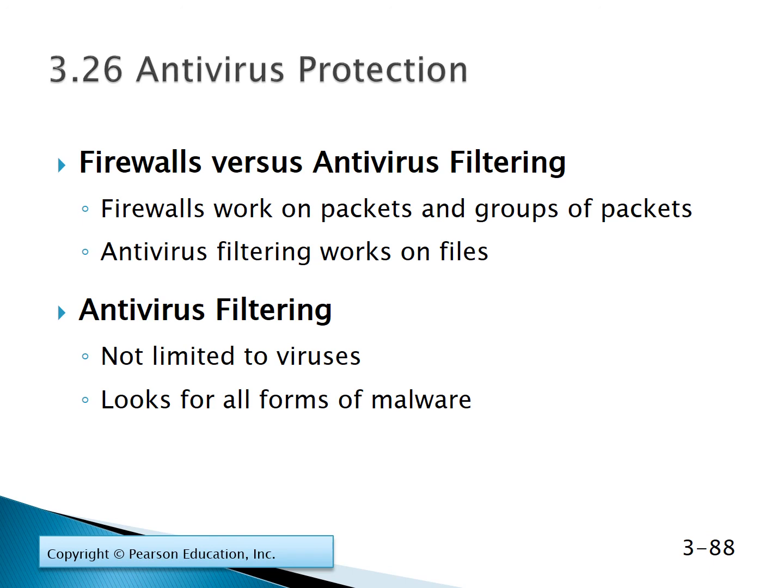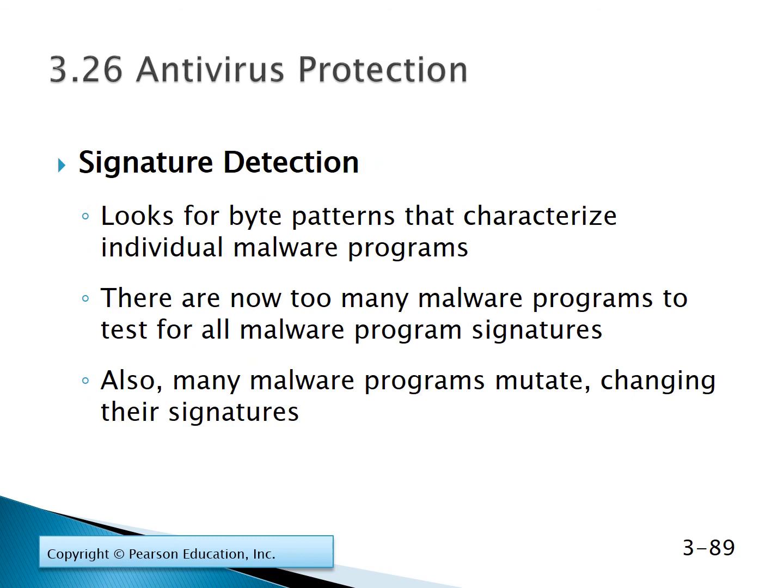So antivirus filtering usually is not limited to viruses. It actually looks for all forms of malware, but usually we just call them antivirus software, so it's easier. But a lot of times you will look for adware, spyware, and also other types of malicious software. So when the antivirus software is trying to do a scanning on your computer or on some files, what it's actually doing is looking for some particular signature in the file. So it's actually looking for byte patterns that characterize individual malware programs.